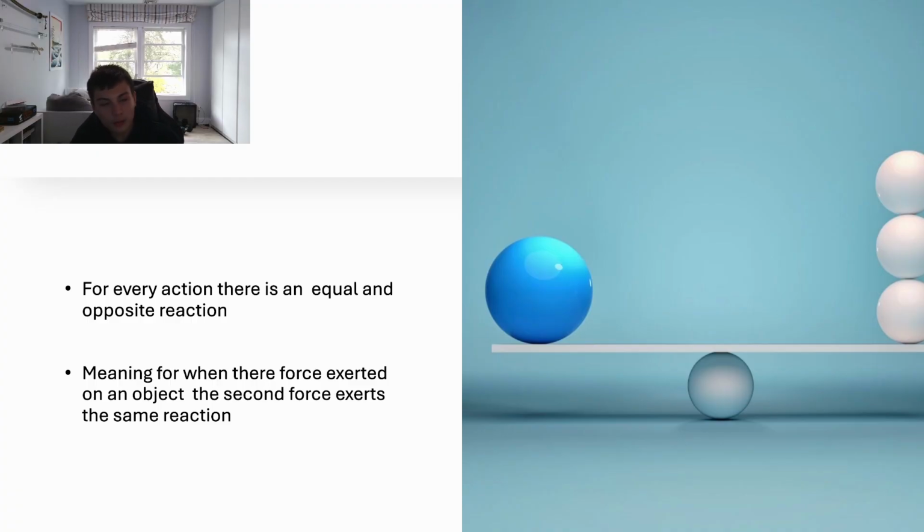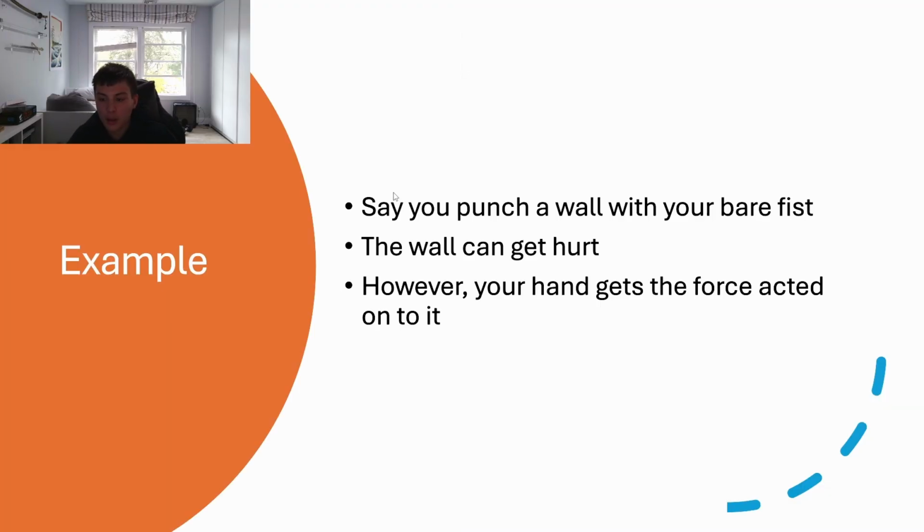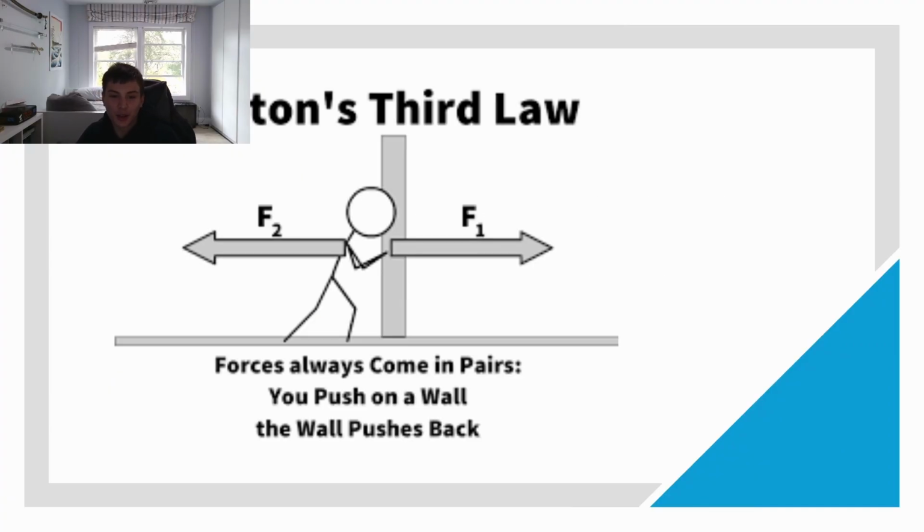This law is why rockets work. The engine pushes gases downward, and the gases push the rocket upward with equal force. Let's have an example. Say you punch the wall with your bare fist. The wall can get damaged. However, your hand also gets an equal amount of force that you hit onto it. Example of Newton's third law, which is, you push on the force and it always comes back on you, the ball pushes back. So that's why the ball doesn't go far.